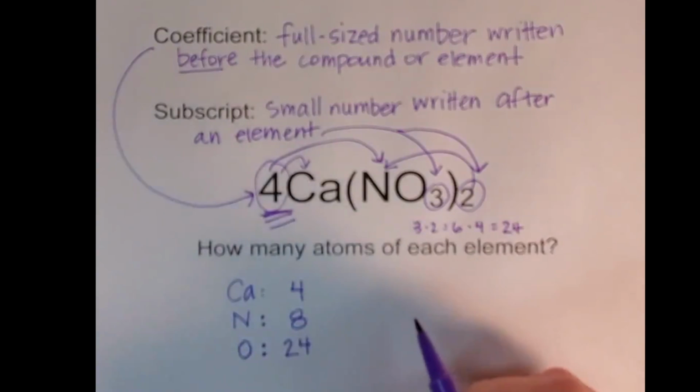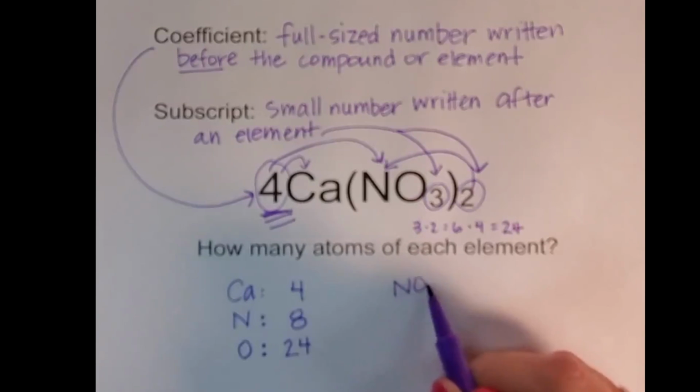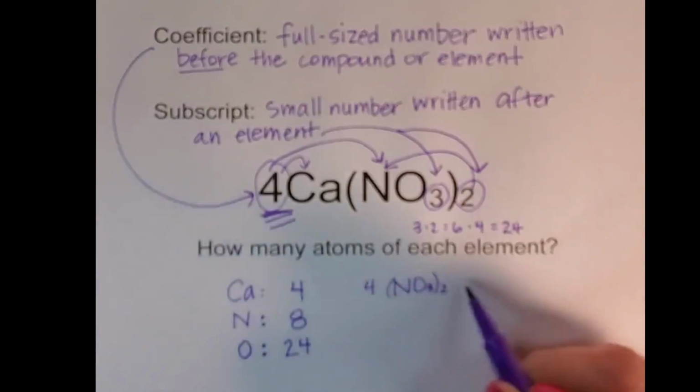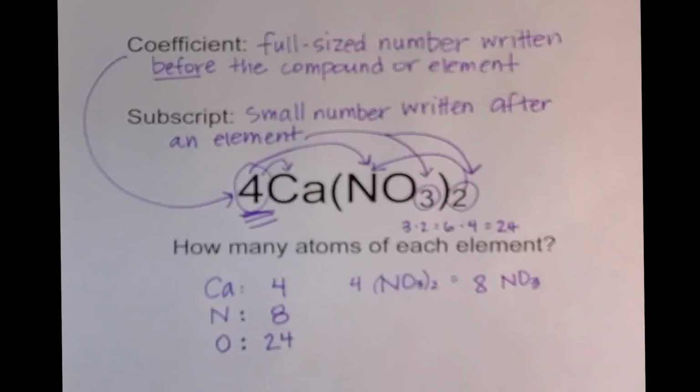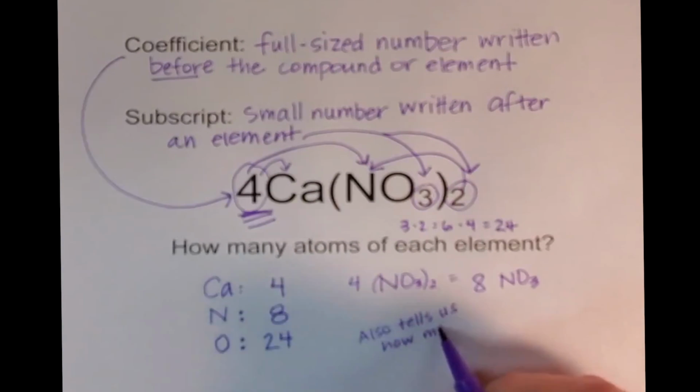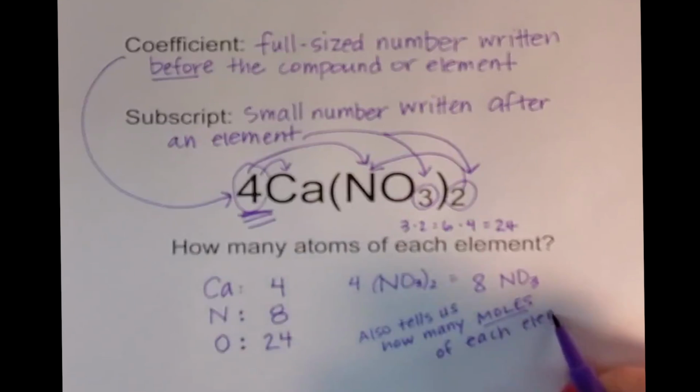Often you will want to keep polyatomic ions together. So if we were to keep the NO3 together, the nitrate, we would have to multiply the 2 outside the parentheses by 4 to get 8 nitrate ions. It is important to understand that these numbers tell us how many moles of each element we have.